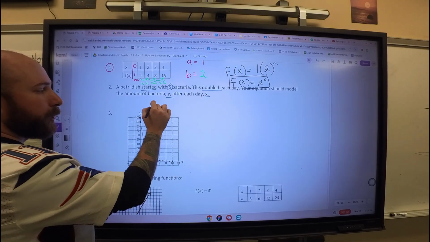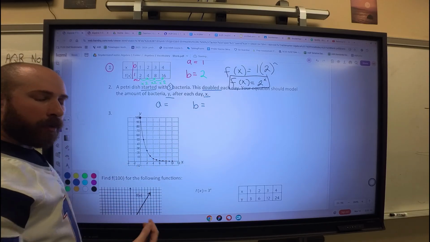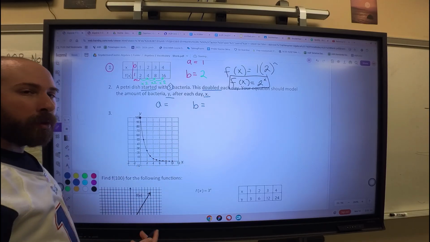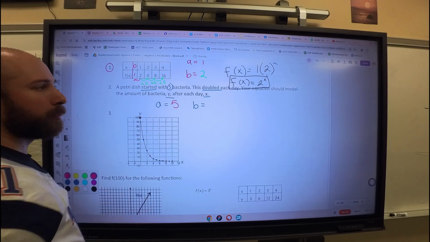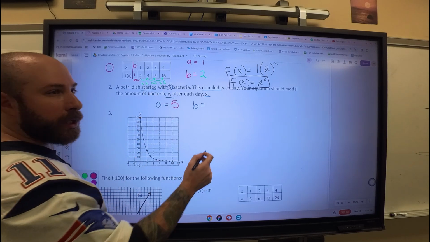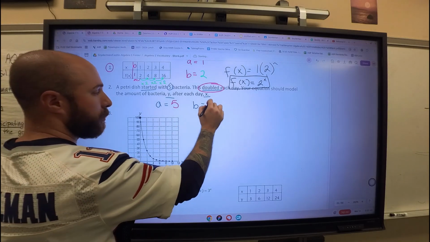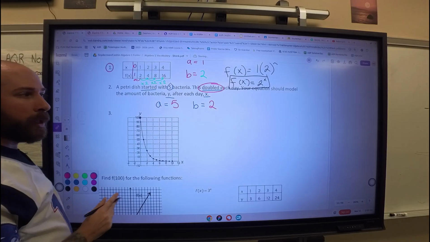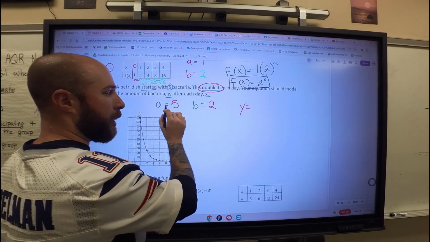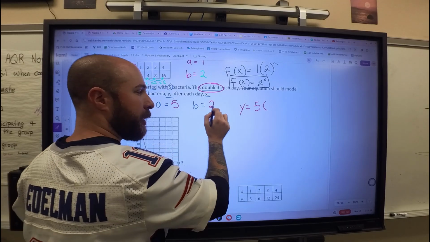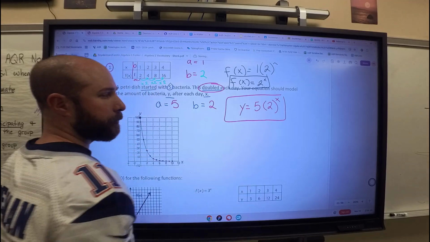Okay? So again, we need our A and we need our B. A, remember, is our starting amount, our initial amount. So it says started with 5 bacteria. That's our A. Then, how is it changing every day? It's doubling. Doubling means we're multiplying by 2, so our B is 2. So now we're going to use y and x. We have y equals, our A comes first, our B is in parentheses, and our x is in the exponent.